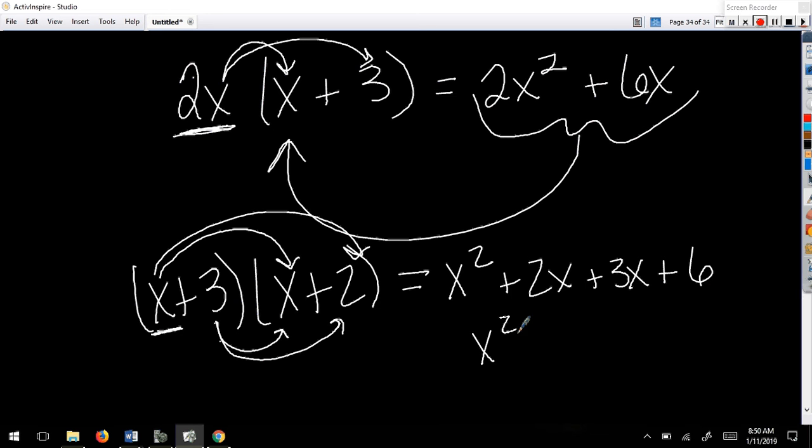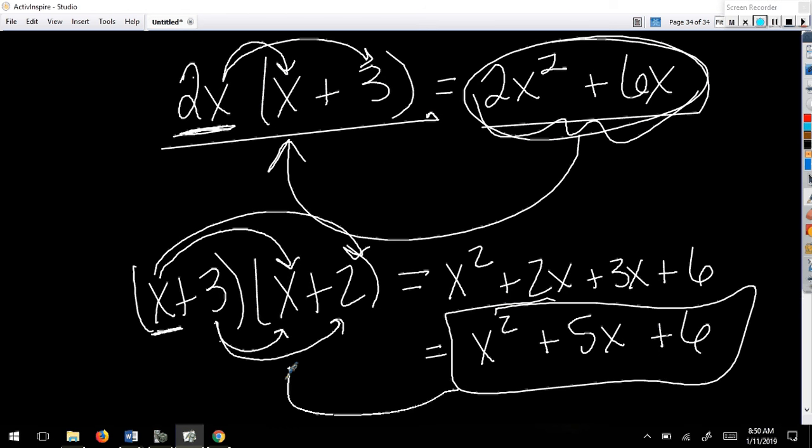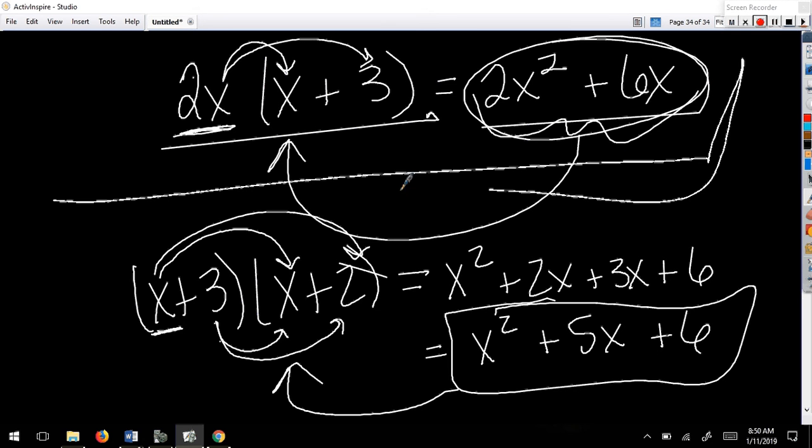So gather your like terms. 2x and 3x is. So what you have not done, you've probably gone from here to here, but we're going to be going from here to here. Okay? That's factoring, okay? And there are some steps that go along with this. You're going to have to be able to do this first part also.